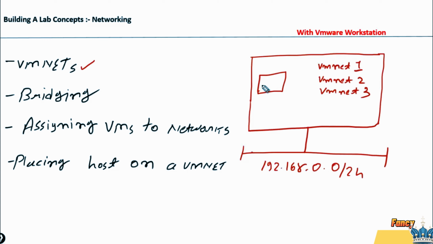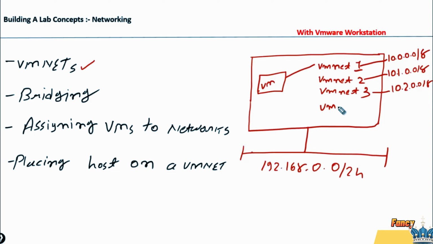And this VM is associated with the VMnet 1. And VMnet 1 has address 10.0.0.0. And VMnet 2 has 10.1.0.0. And VMnet 3 has 10.2.0.0. In short, every different VMnet has a different network address.